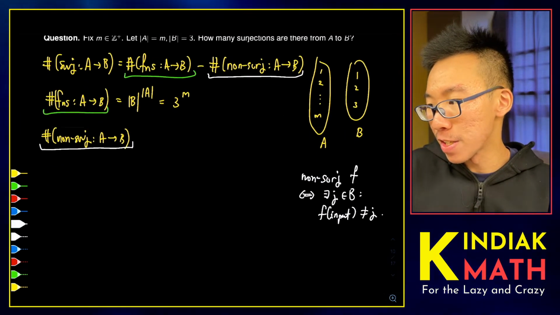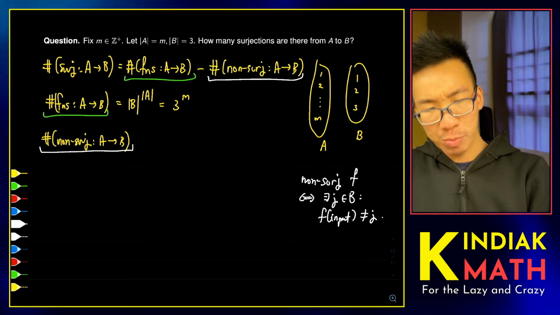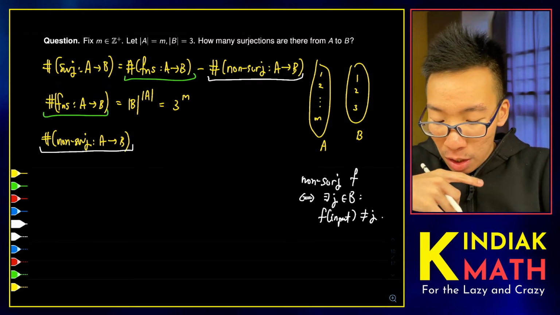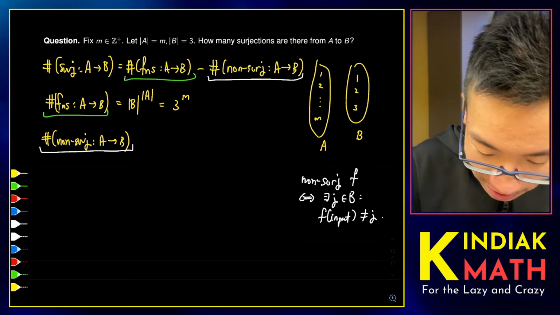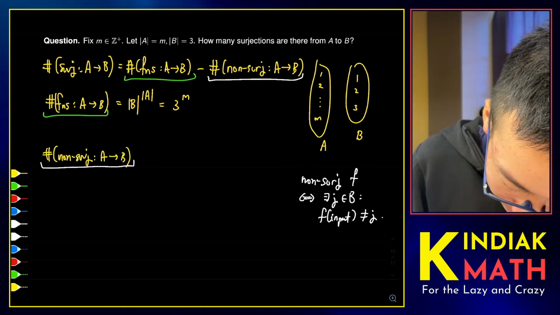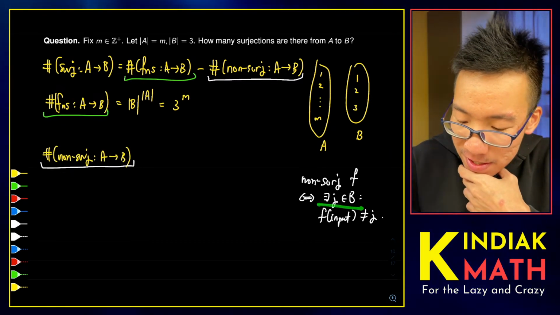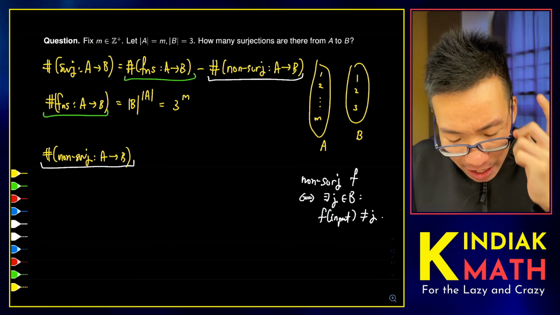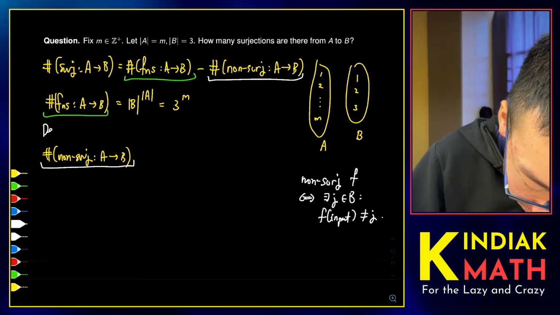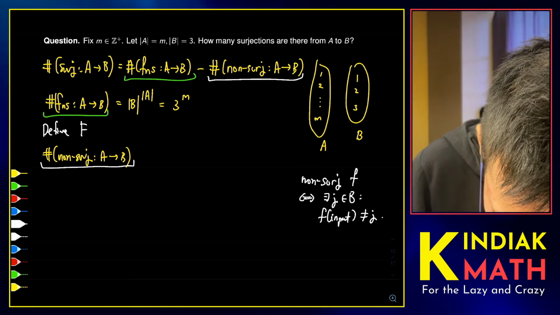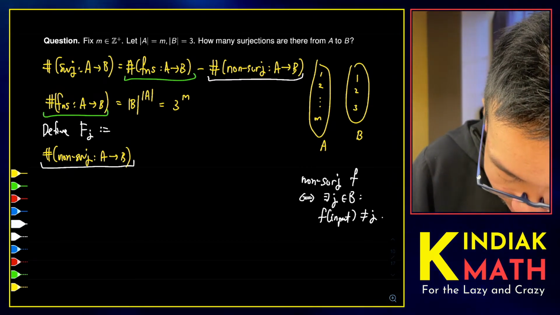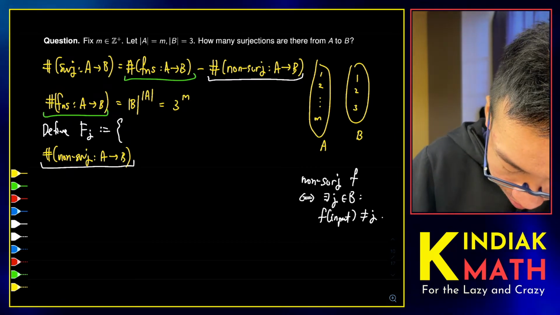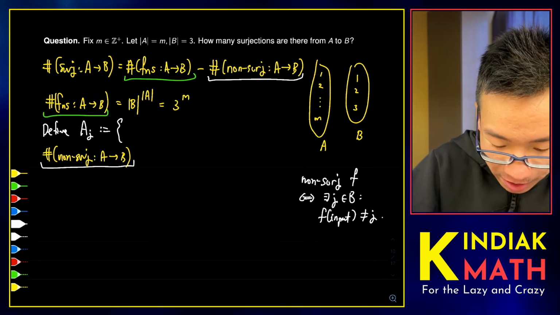So this raises the question, how many are there? Let's maybe define something interesting, because there exists a j in B. So this is really fascinating, because what if, right, we were to define fj to be the, let's not call it fj, let's call it aj.